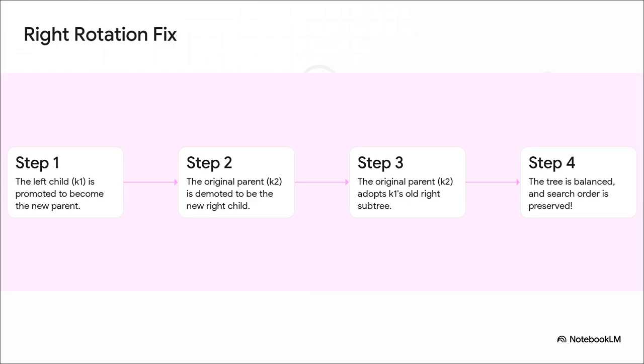So let's say a node gets a little too heavy on its left side, right? In what's called a right rotation, the left child gets promoted up to become the new parent. The old parent gets demoted and becomes the new parent's right child. You shuffle a few other branches around, and here's the magic part. The sorted order is perfectly preserved. And just like that, the tree is nice and bushy again, which means it's fast to search.